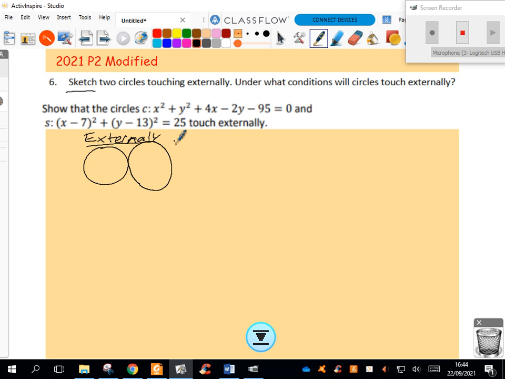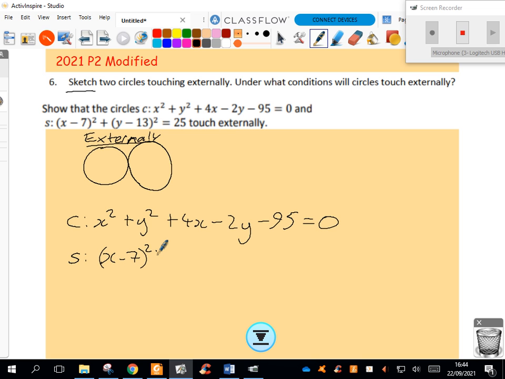It says also show that circle C, x squared plus y squared plus 4x, subtract 2y, subtract 95 equals 0, and S, x minus 7 squared plus y minus 13 squared equals 25. Show that they touch externally.